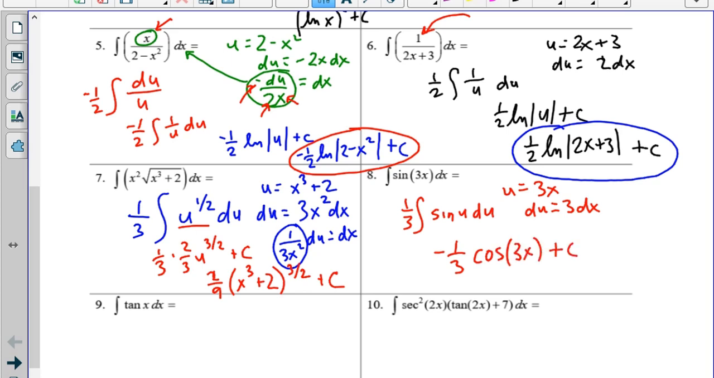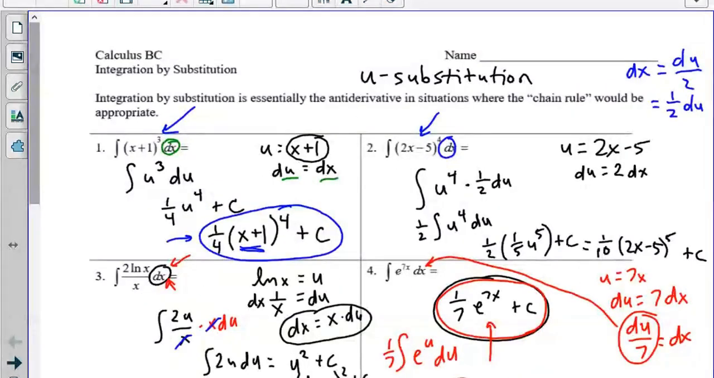Now, if I look at a problem like number 8, as I get better with u substitution, I can probably do that problem without actually formally writing u equals 3x. I can probably do that one in my head. Same thing with a problem like number 1, possibly number 2. That might be something that you can do in your head.